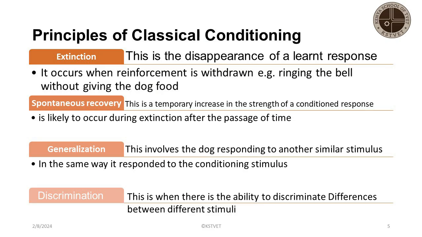Now, let us look at the principles of classical conditioning. The first principle is extinction. This is the disappearance of a learned response. For example, if a dog was conditioned to salivate in response to a bell ringing because it was previously paired with food, presenting the bell without providing food over time would lead to extinction. The dog would stop salivating in response to the bell.